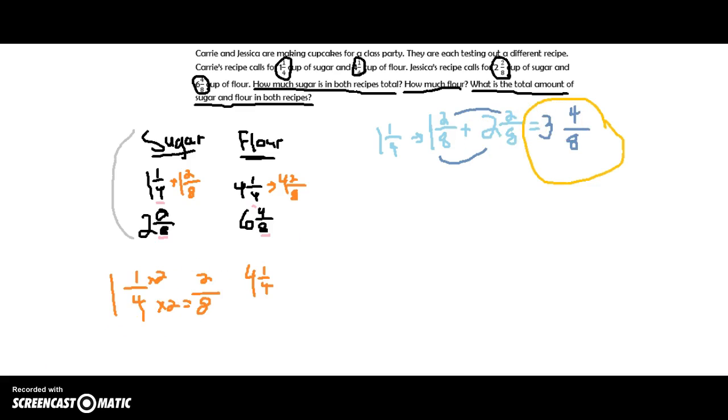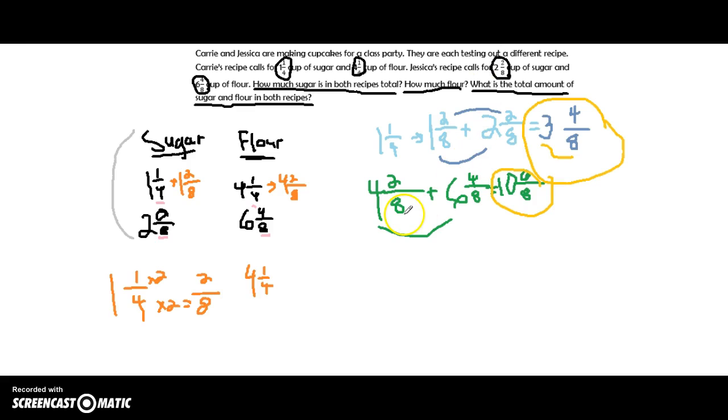Okay. So now that we've figured out that the total sugar is 3 4/8, now we need to add to get the flour. So our answers for finding the common denominator would be 4 and 2/8 plus 6 and 4/8. So we know that 4 plus 2 is 6, and the denominator stays the same, so it would be 6/8. And then 4 plus 6 is 10. So our answer for the total flour would be 10 and 6/8.